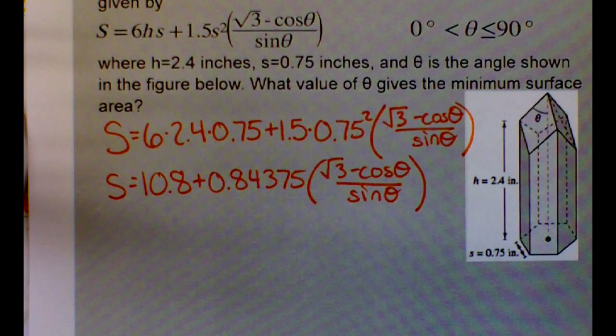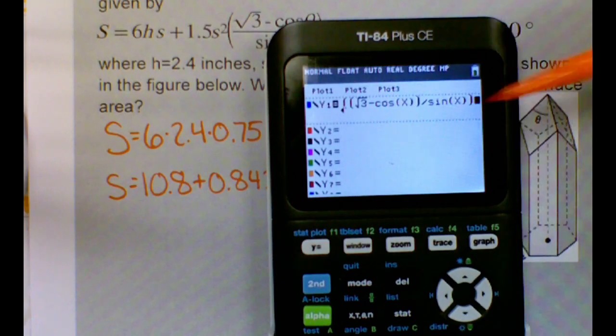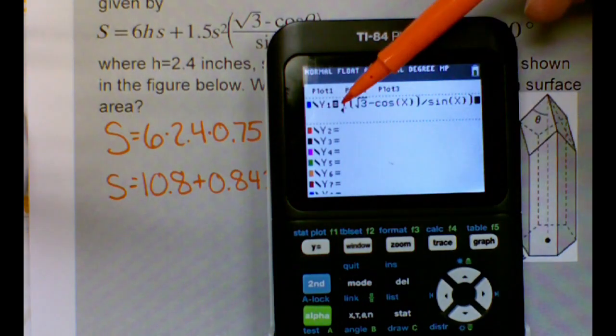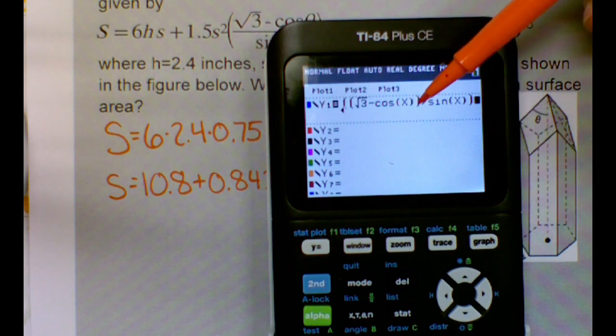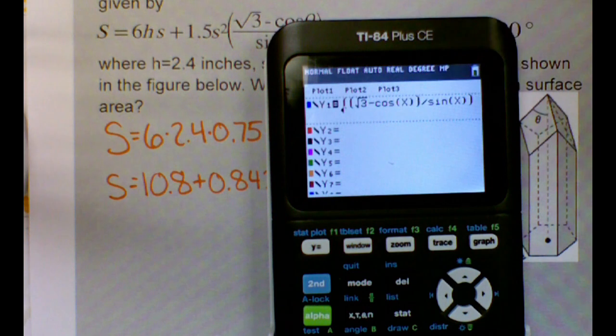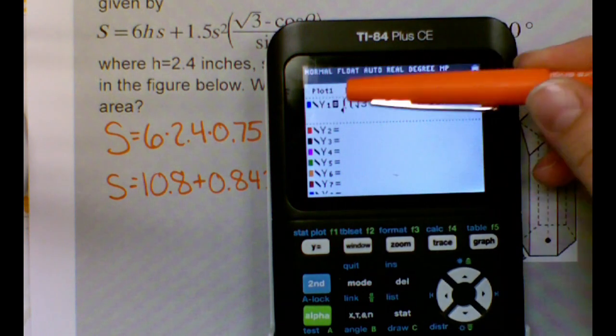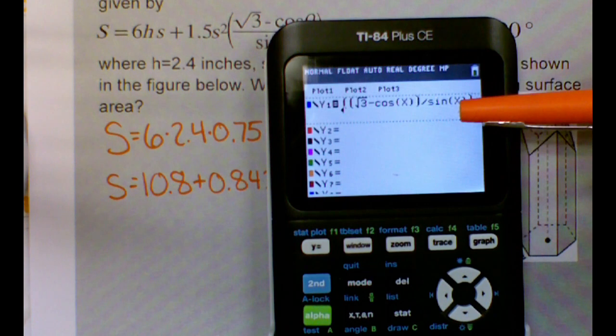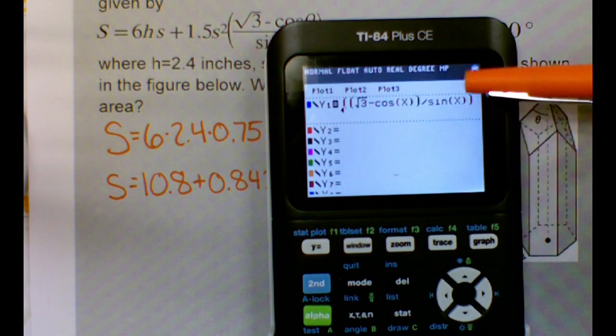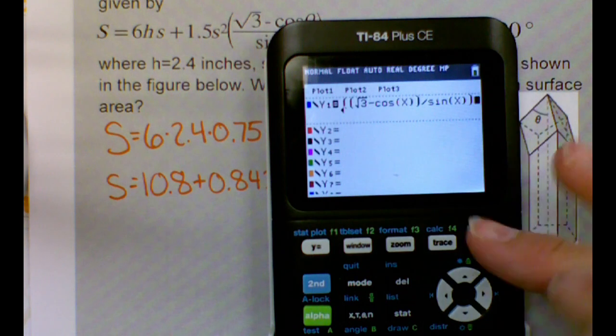Then I'm going to type in my function. 10.8 plus 0.84375 parentheses square root of 3 minus cosine of x divided by sine of x. All right, a few things to notice about my function here. I started a set of parentheses for the numerator. I've got a set of parentheses in the cosine. Then my numerator closes. My sine got an x in parentheses, and then my whole fraction is in parentheses as well. Lots of stuff going on.